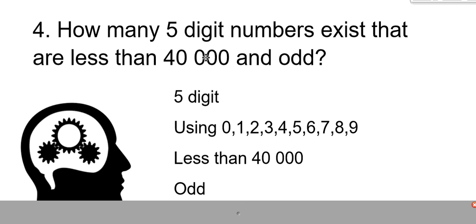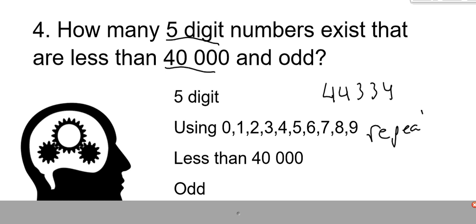And the other thing that's not explicitly written, but you should understand it, is that a 5-digit number can have repeated digits. So for example, the number 44334 is a 5-digit number. Now, it's not less than 40,000, so it wouldn't be one of the ones that I would count, but there's nothing in this question number 4 that says I can't repeat. So I'm allowed to repeat digits if I want. So that makes it a little easier than what we were just looking at.